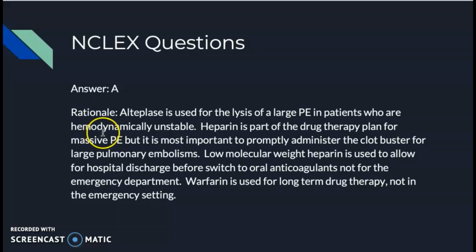Rationale: Alteplase is used for the lysis of a large pulmonary embolism in patients who are hemodynamically unstable. Heparin is part of the drug therapy plan for massive pulmonary embolism, but it is most important to promptly administer the clot buster for the large pulmonary embolism. Low molecular weight heparin is used to allow for hospital discharge before switch to oral anticoagulants, not for the emergency department. And warfarin is used for long-term drug therapy, not in the emergency setting.